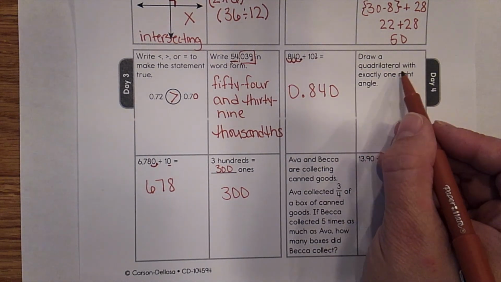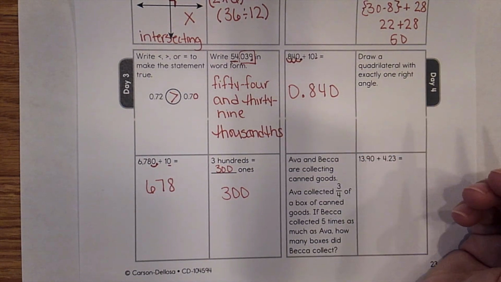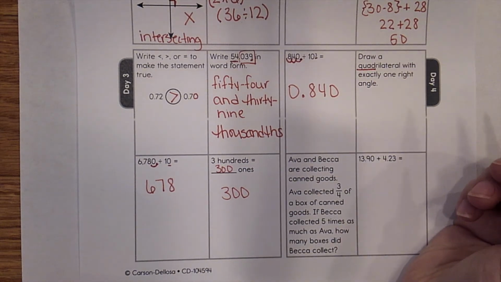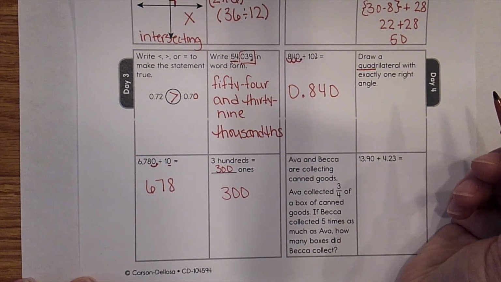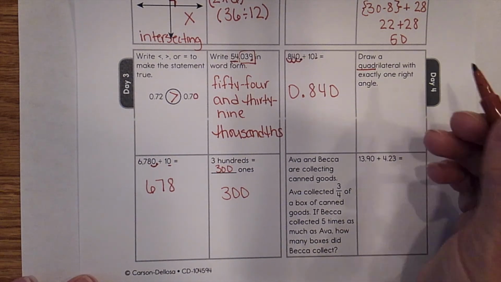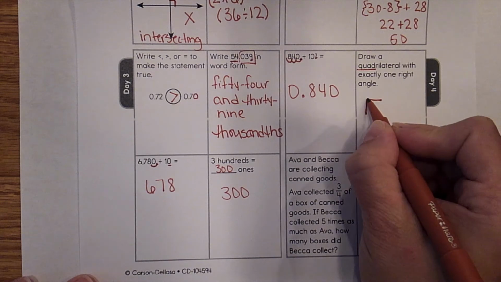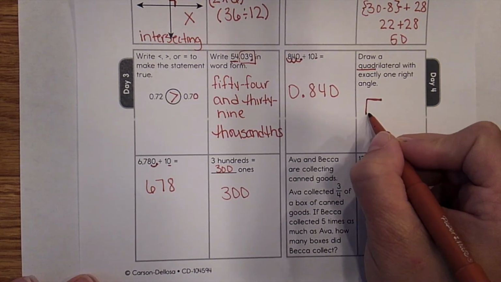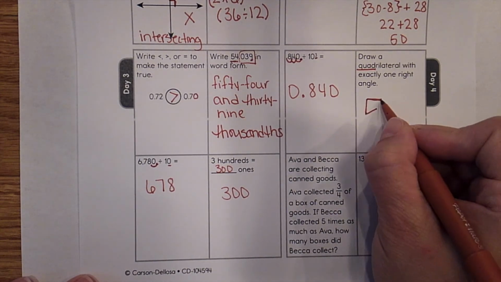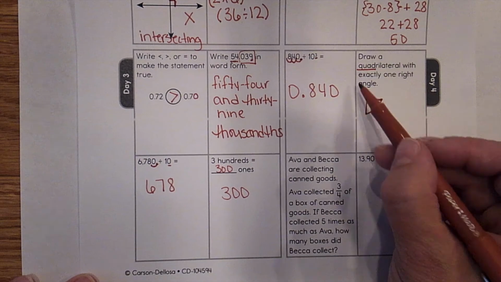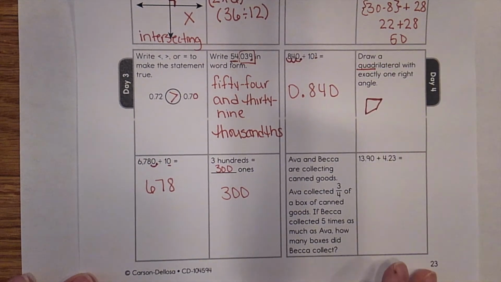Draw a quadrilateral with exactly one right angle. So a quadrilateral, there's quad, that's my prefix. It's got 4 letters, so I know that a quadrilateral has 4 sides. Exactly one right angle. I'm going to go ahead and draw my right angle. And then I'm going to draw something that's not a right angle, so then I can have something that's not a right angle. Not a great shape, but it fits what it says I have to draw.